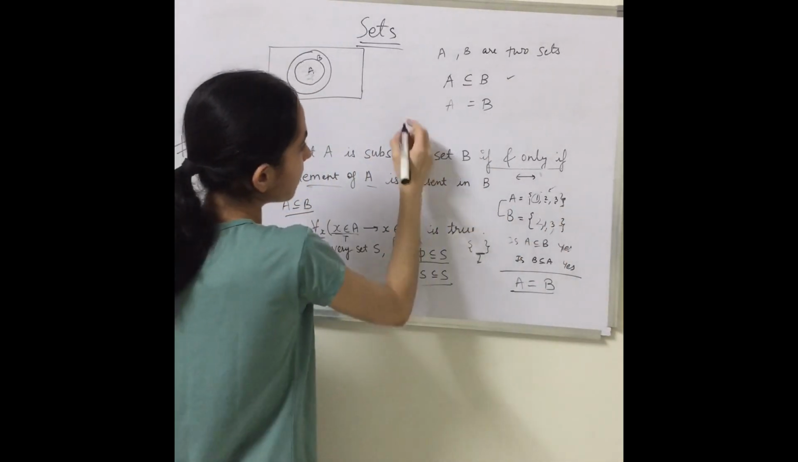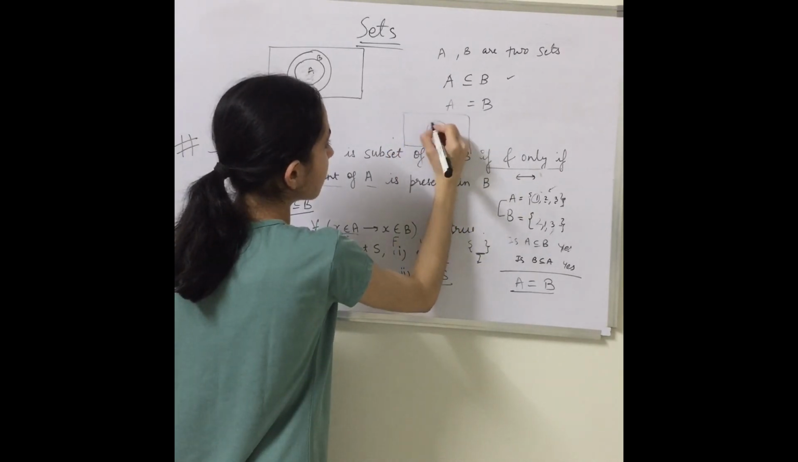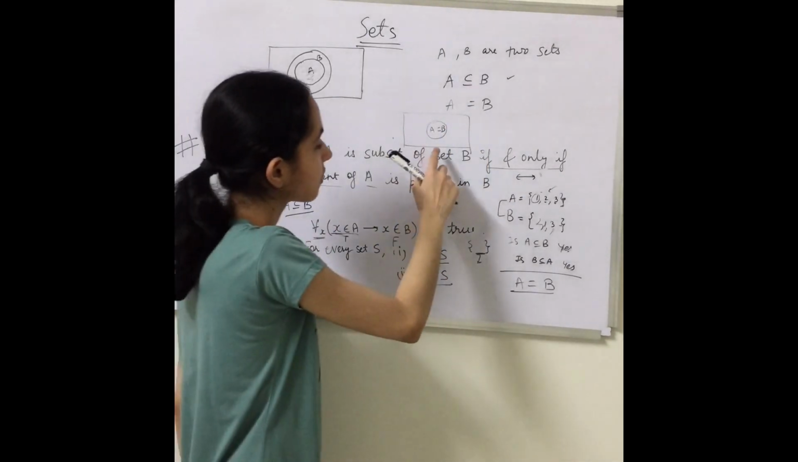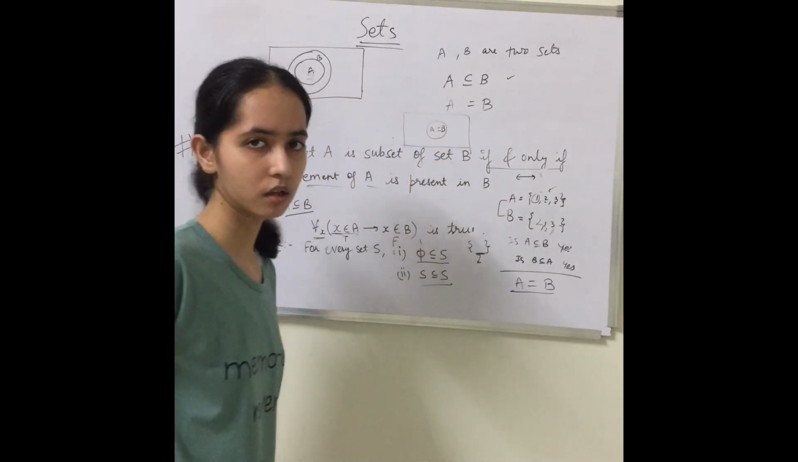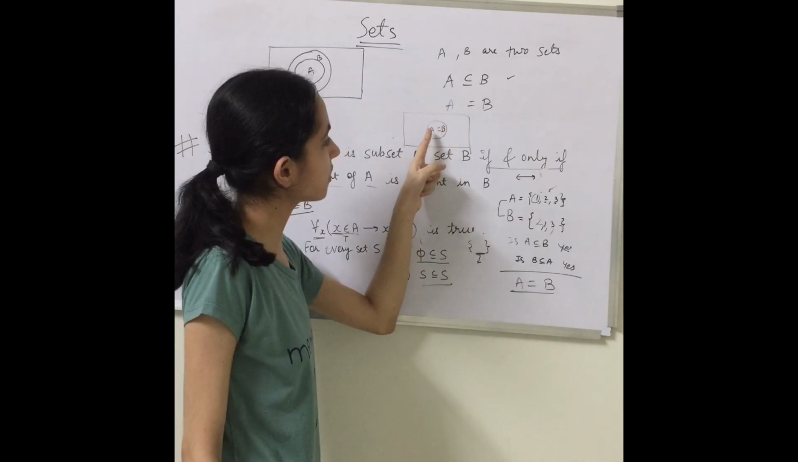So if both sets are equal, then how to draw it? It means all elements of A are present in B and all elements of B are present in A.